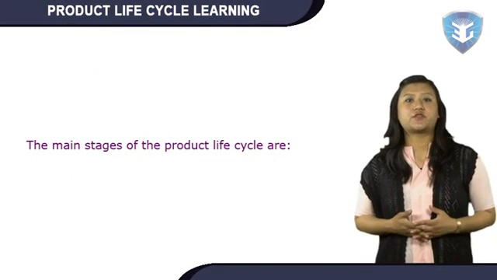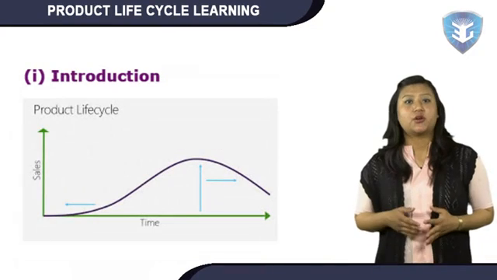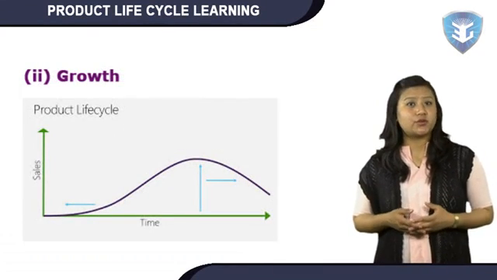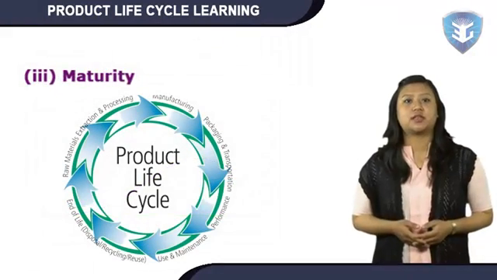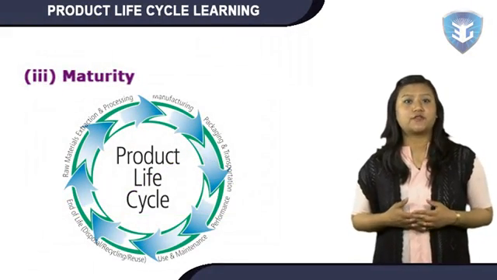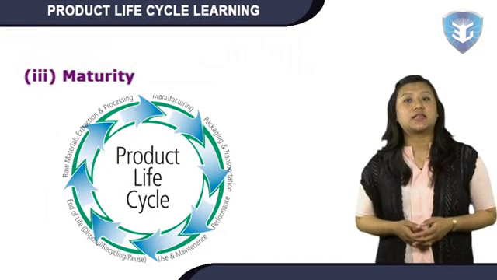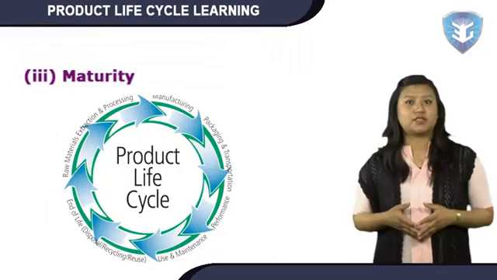The main stages of the product life cycle are: introduction, researching, developing and then launching the product. Growth, when sales are increasing at the fastest rate. Maturity, sales are near their highest but the rate of growth is slowing down, for example, new competitors and market saturation. Decline, the final stage of the cycle when sales begin to fall.